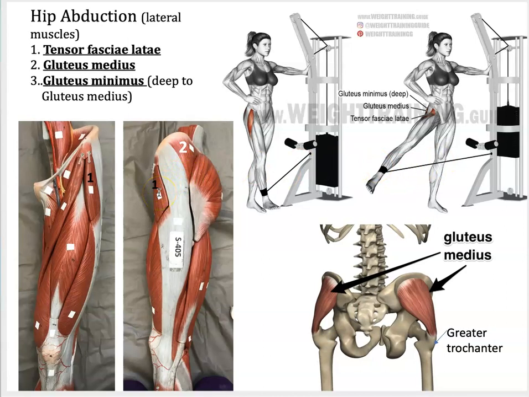Tensor fasciae latae shown here and here. Gluteus medius that inserts into the greater trochanter, and gluteus minimus that also inserts into the greater trochanter. Gluteus minimus is deep to gluteus medius. Got that? Tensor fasciae latae, gluteus medius, and gluteus minimus. Those are your hip abductors.